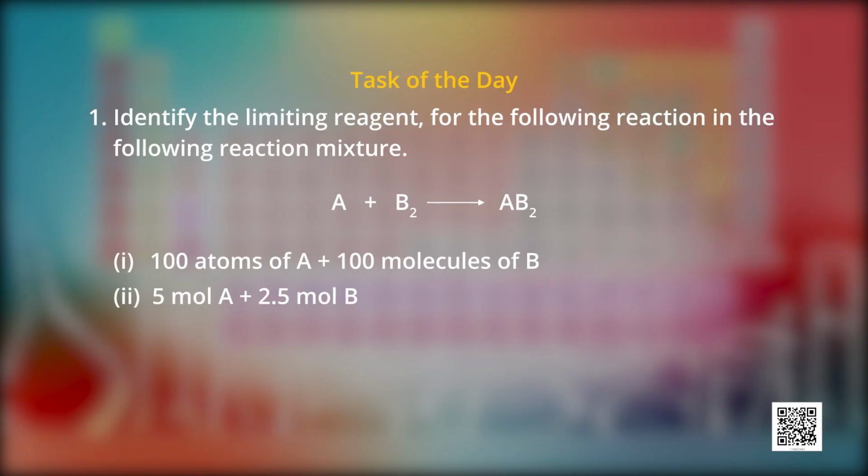Children, task for the day. You have to identify the limiting reagent for the following reaction. A plus B gives AB2, where the reaction mixture is 100 atoms of A react with 100 molecules of B, or 5 moles of A reacts with 2.5 moles of B.